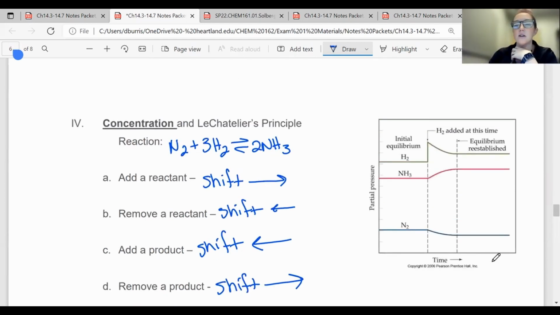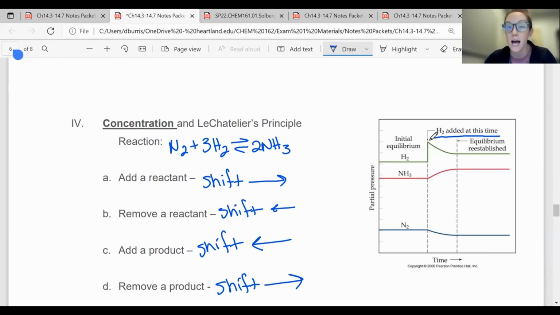Okay, so this is actually a graph of me stressing an equilibrium system. What happens? So in this specific example, I added in H2. It was at equilibrium, and I added in H2. So that's like adding in a reactant. You can see there's a spike there because I added it in.